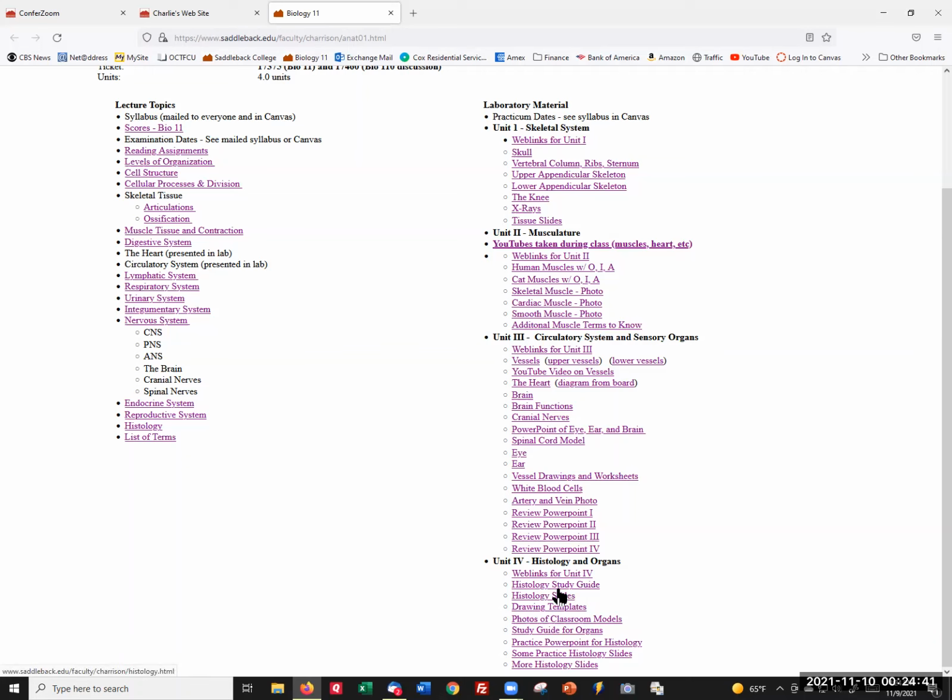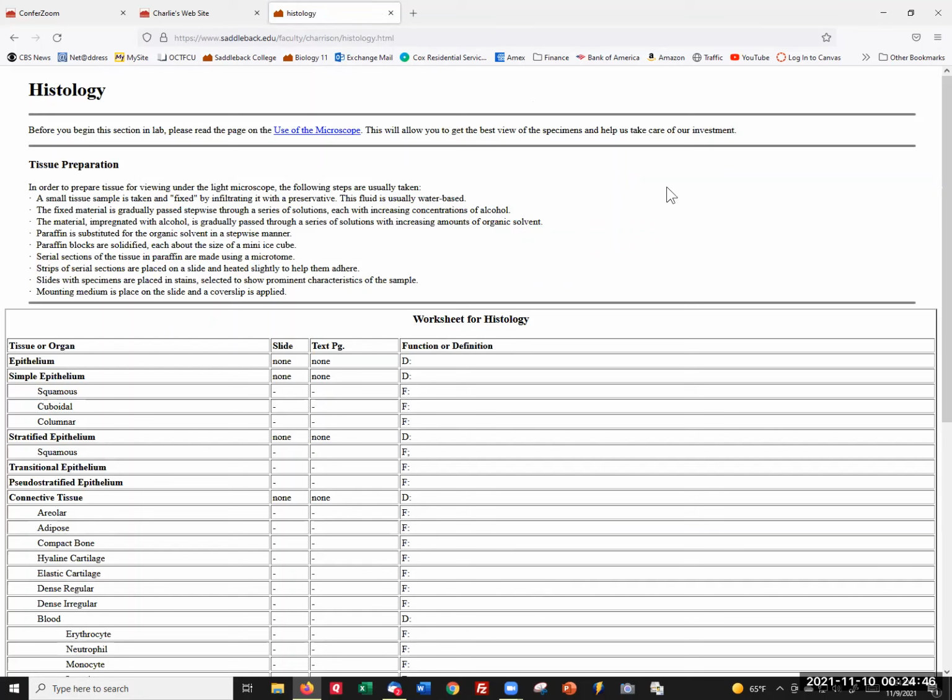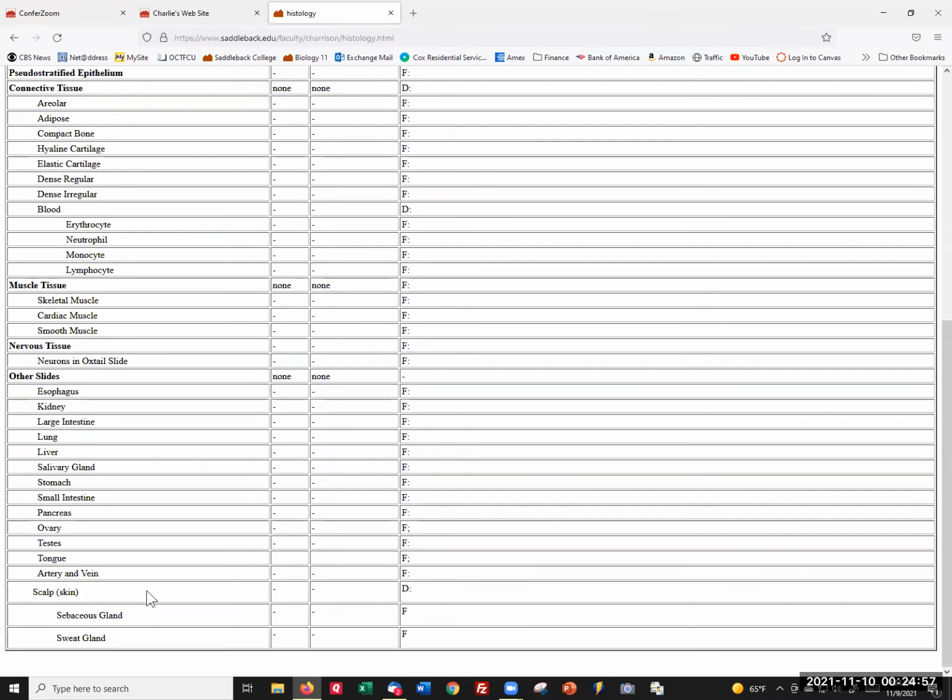The histology study guide is this again. You've seen it before. This is what I was talking about a moment ago. As you're going through the various types of tissues or organs, and there are organs listed over here, you can give the function of the organ. And for the tissue, give the function of the tissue or sometimes the definition of the material, depending upon whether we got a D or an F there. But please make use of this.